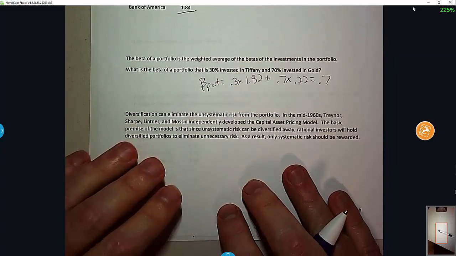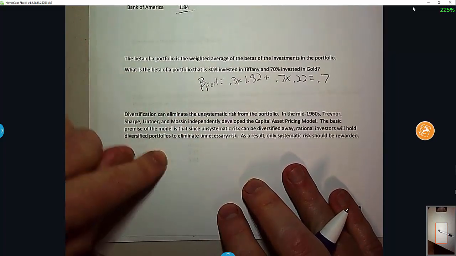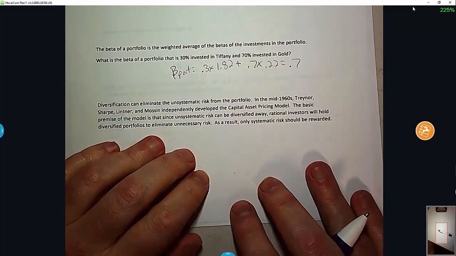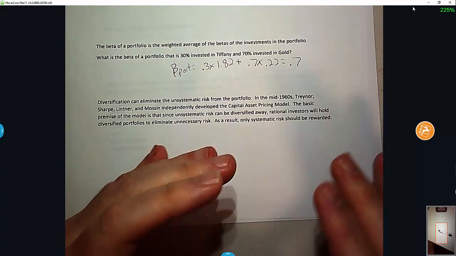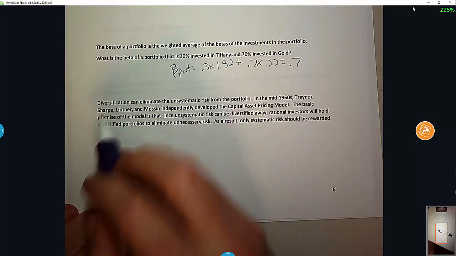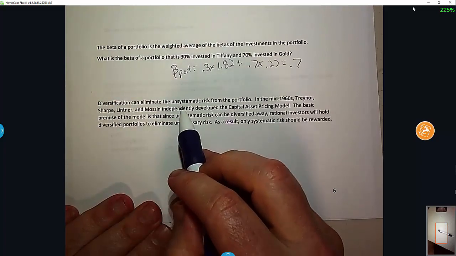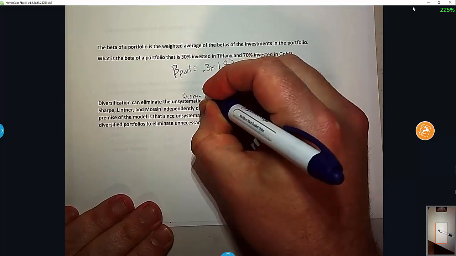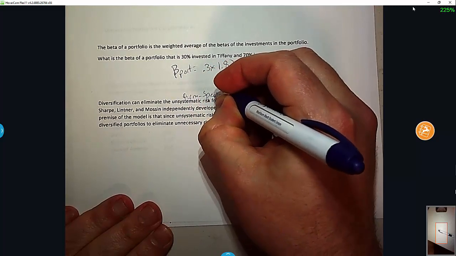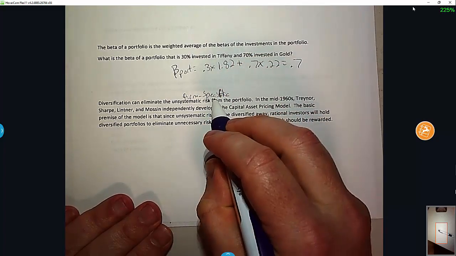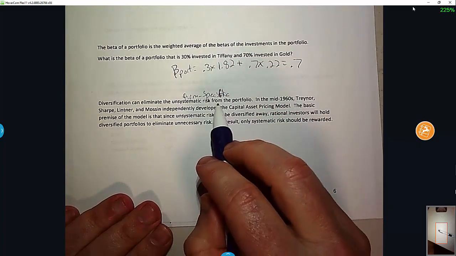The reason why there's not is that the capital asset pricing model, which beta is based on, assumes already that investors diversify, and so there shouldn't be any firm-specific risk in your portfolio. And that's what I've got down here. Diversification can eliminate the unsystematic risk. So remember, firm-specific, that's a specific risk from the portfolio.